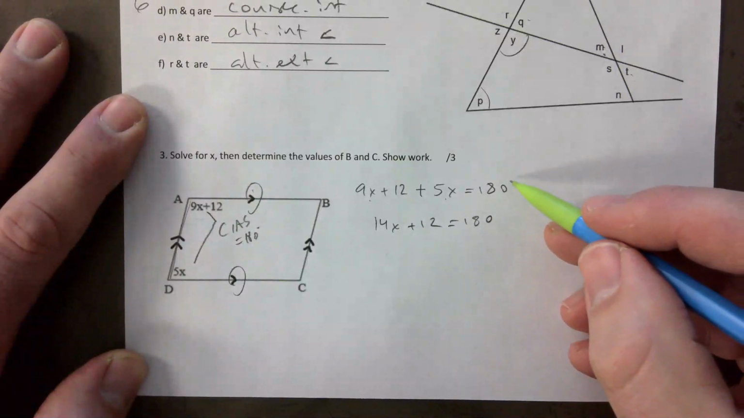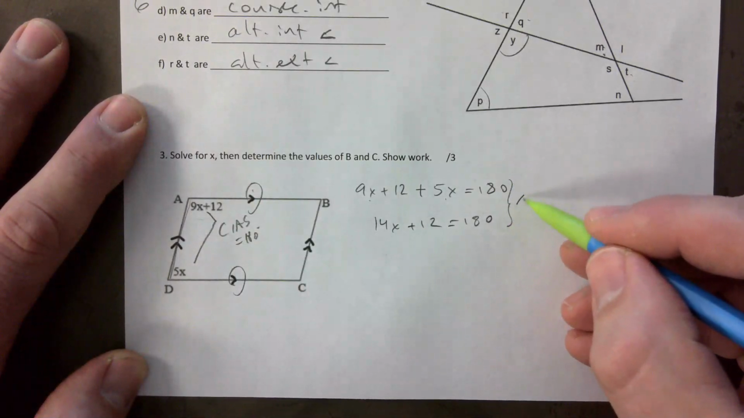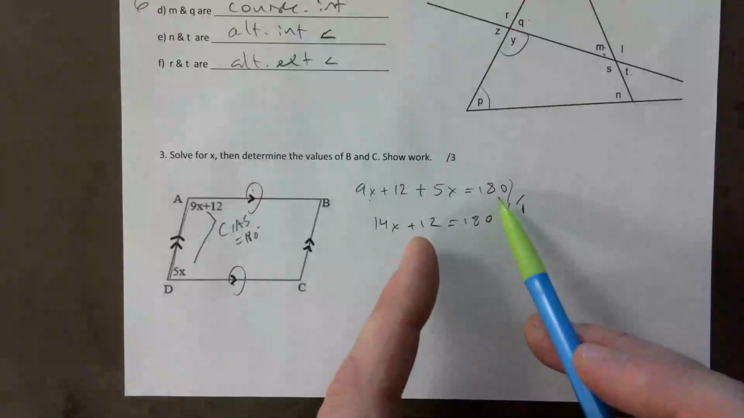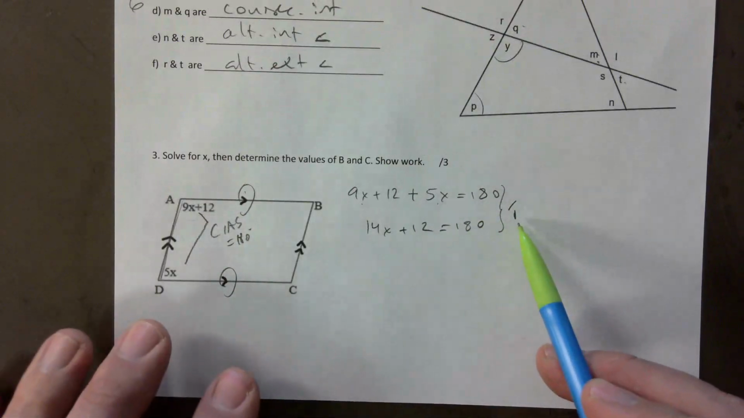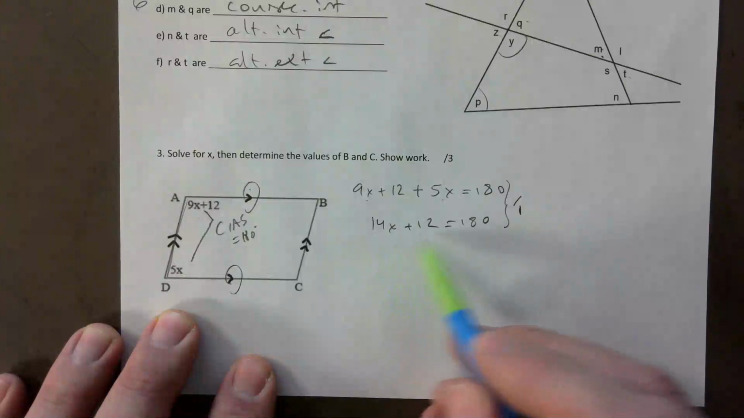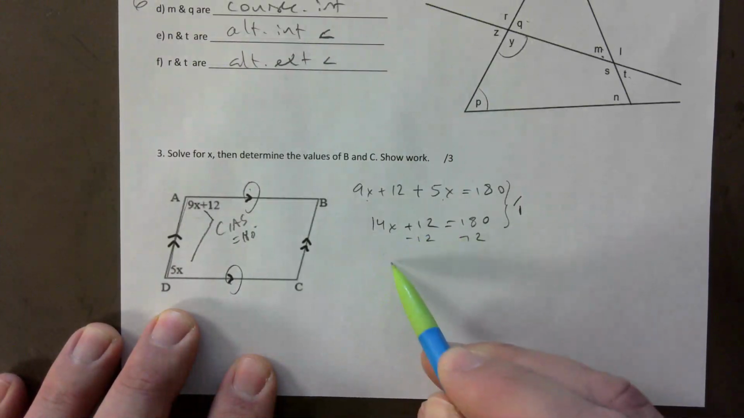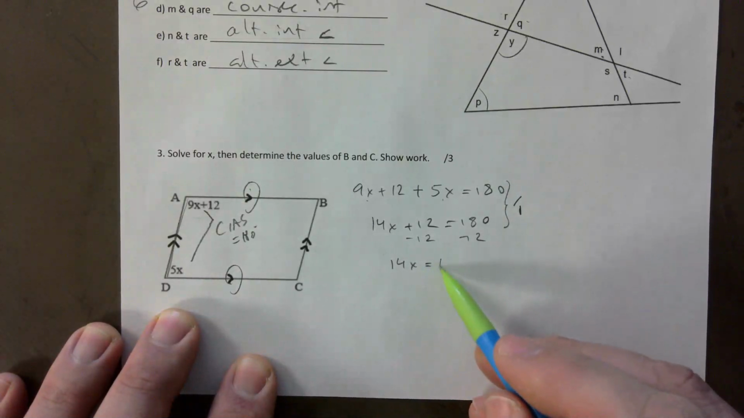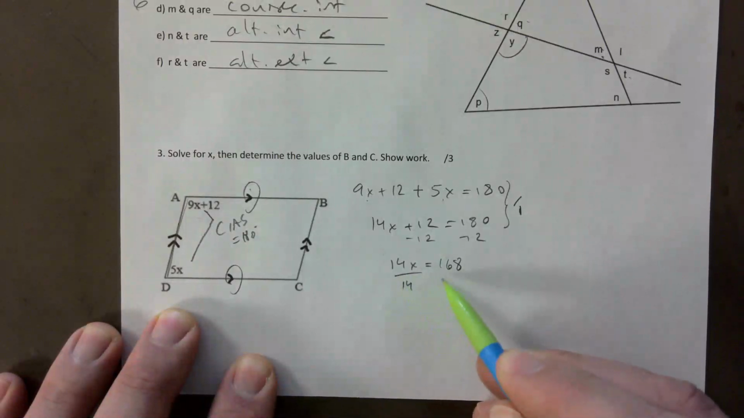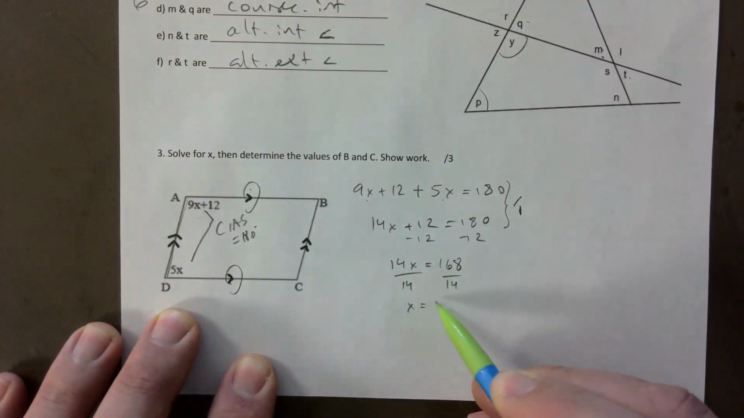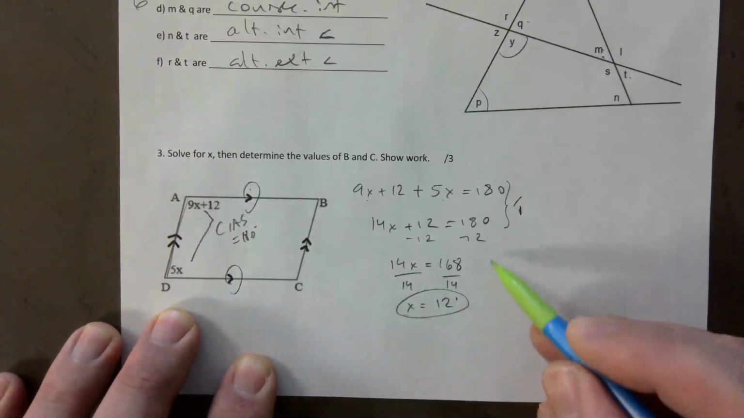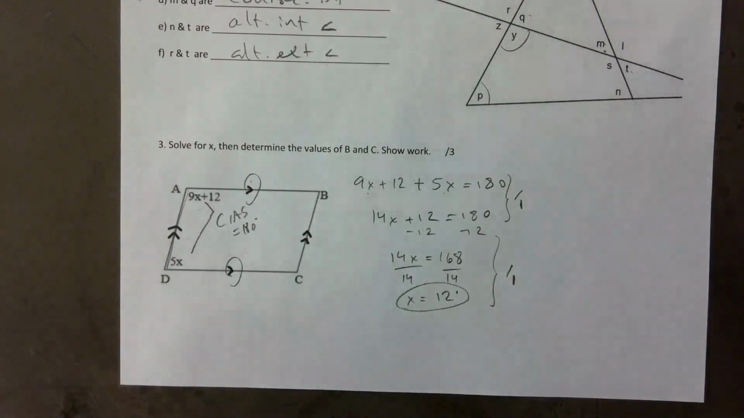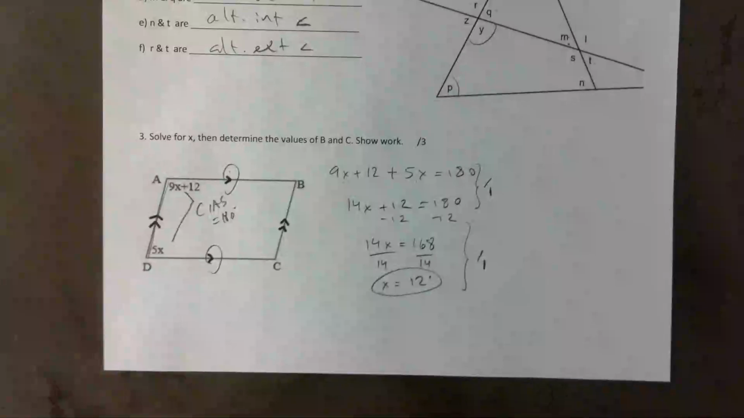I would say at this point, I would already give you 1 mark if you have it cleaned up to that point. If you have it that it adds up to 180 and you clean it up, you get 1 mark for that. And then we will subtract 12 from both sides. That's 14x is equal to 168. And then divide both sides by 14. X is equal to 12 degrees. Okay, so you would get another mark for this part right here for cleaning it up. Today I'm being generous, so that's going to change the total for sure.